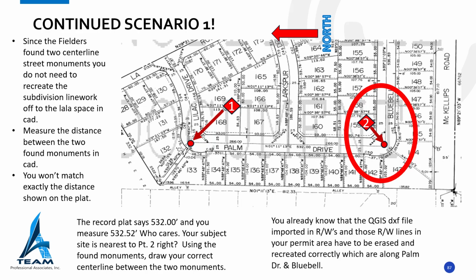Now, you already know that the QGIS DXF file imported in rights-of-way, and those rights-of-way lines in your permit area have to be erased and recreated correctly, which are along Palm right here, and Bluebell right here. Now, I'm just going to make another statement here. When you erase those, and you create the new center line and you offset the center lines to create your new right-of-way, you've got to do your map cleanup, which means that you've got to trim or extend those parcel lines to your newly created right-of-way. Just a note. All right, moving on.